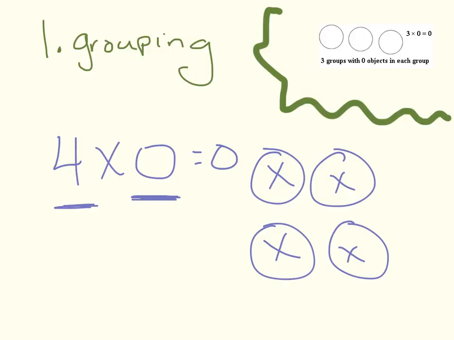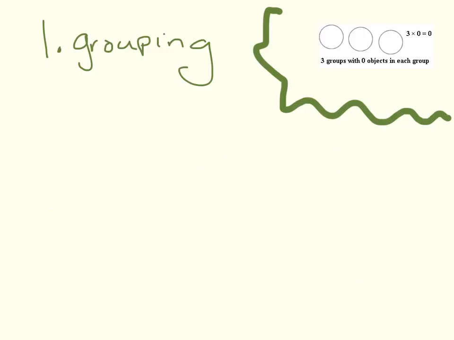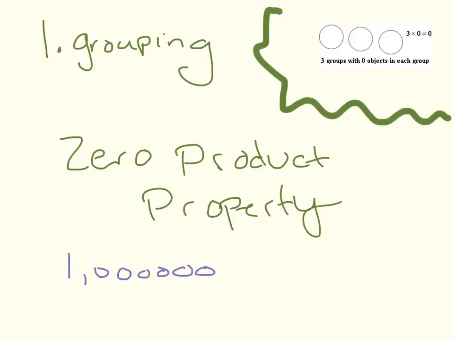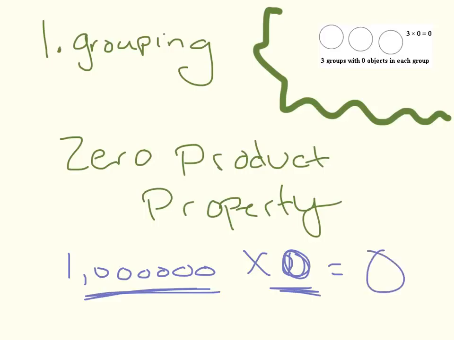This method is called the zero product property. What that means is that any number multiplied by the integer 0 is 0. So if we were to have even 1,000 billion million, whatever, times the number 0, because you can't group 0 into however much this is, it'll still be 0.